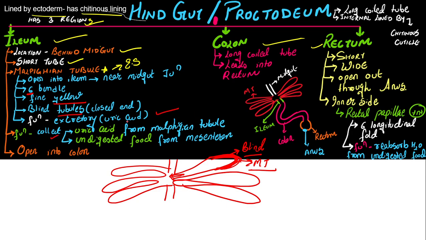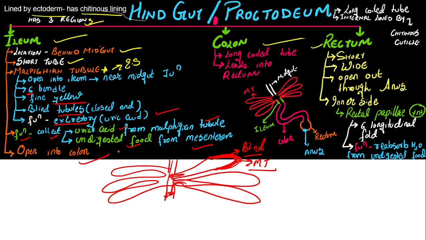Now another function. This was the function of the Malpighian tubule. The function of the ileum is it collects what? See, the ileum is the next part of the Malpighian tubule. So all the uric acid which is coming from the Malpighian tubule is going to enter into the ileum, and also from the midgut whatever undigested food is entering, it is entering into the ileum. So it consists of uric acid from the Malpighian tubule and undigested food from the mesenteron. So we can write the function as collecting these.